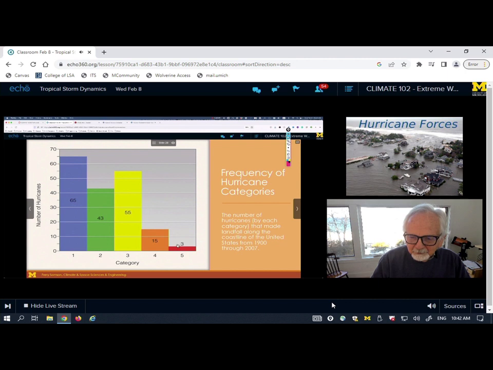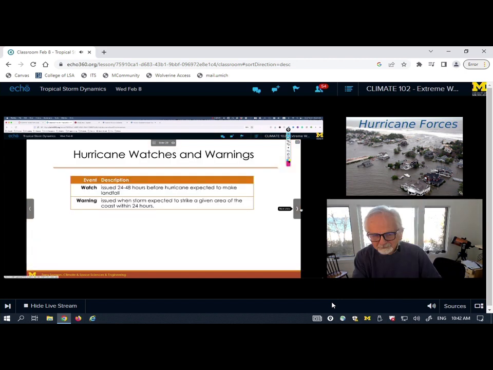Fortunately, those Category 5 hurricanes are relatively few. This is from 1900 through the number of hurricanes that made landfall along the coast of the United States over that time period of over 100 years. And there aren't many that were Category 5. It takes a remarkable special set of conditions to get that strong, organized a hurricane. Lots of these Category 1s, etc. Very few so far, Category 5.